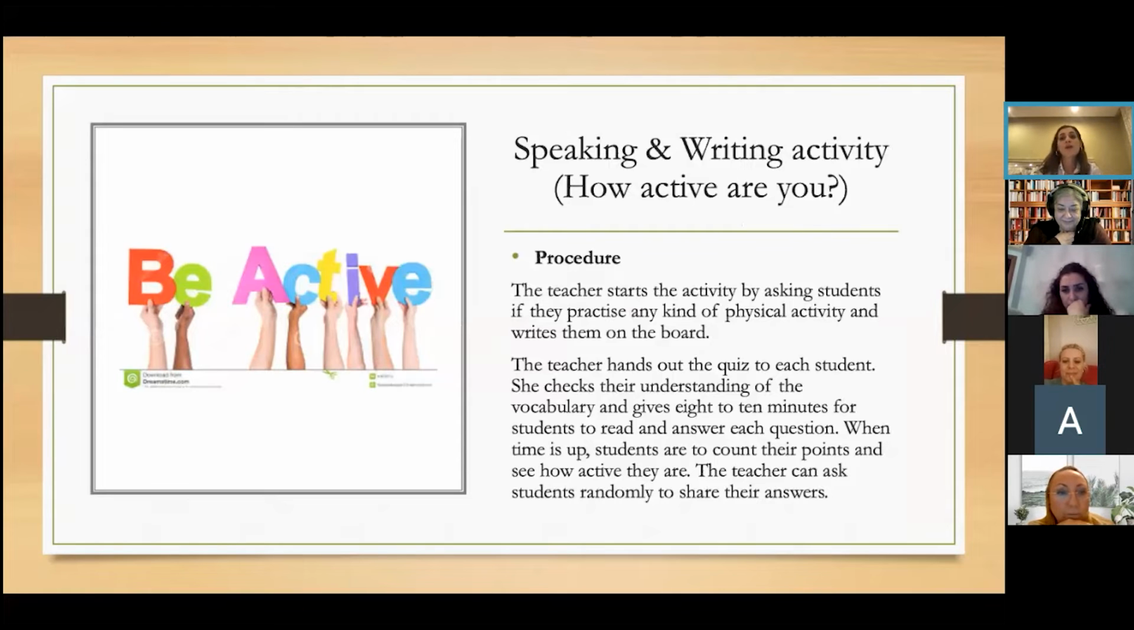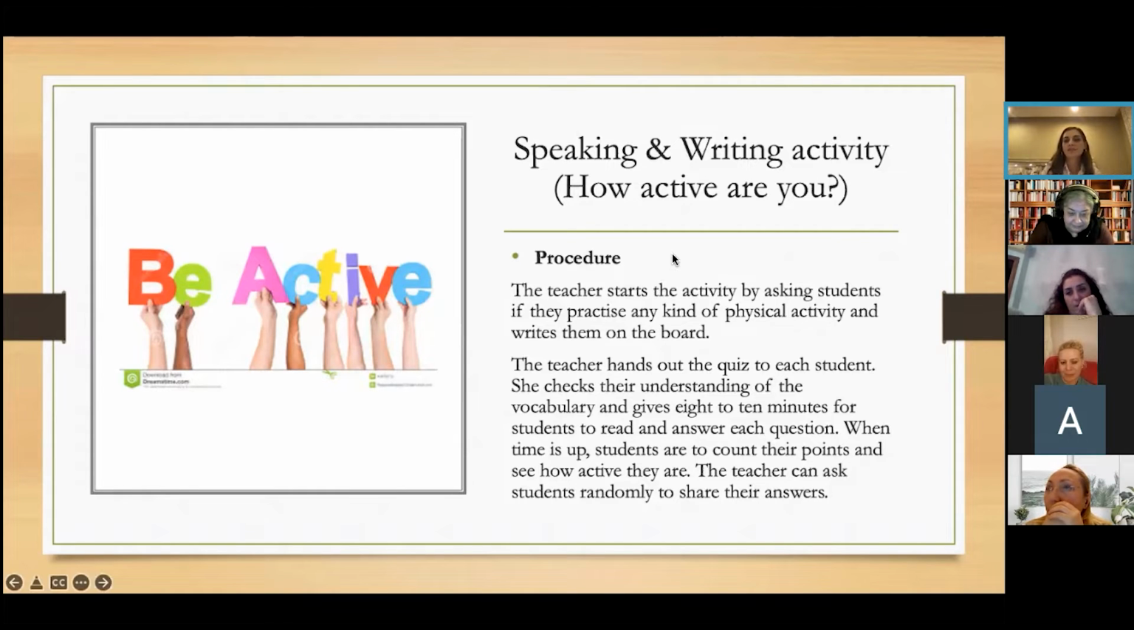It is named as how active are you? The teacher starts the activity by asking students if they practice any kind of physical activity and writes them on the board, if they have any. The teacher hands out the quiz to each student. She checks their understanding of the vocabulary and gives 8 to 10 minutes for students to read and answer each question. When time is up, students are to count their points and see how active they are. The teacher can ask students randomly to share their answers.